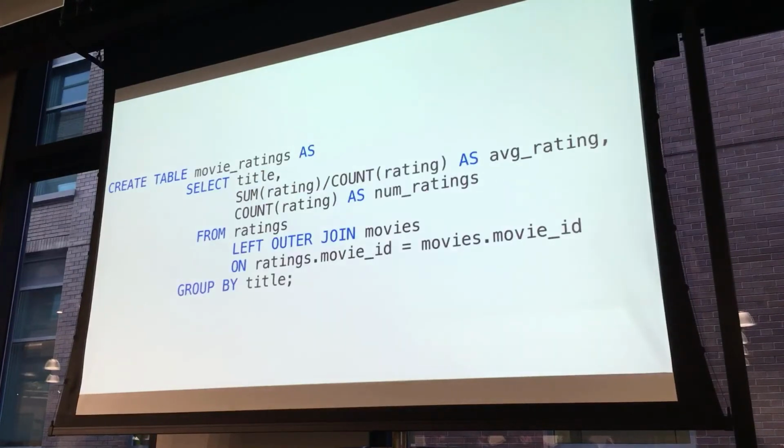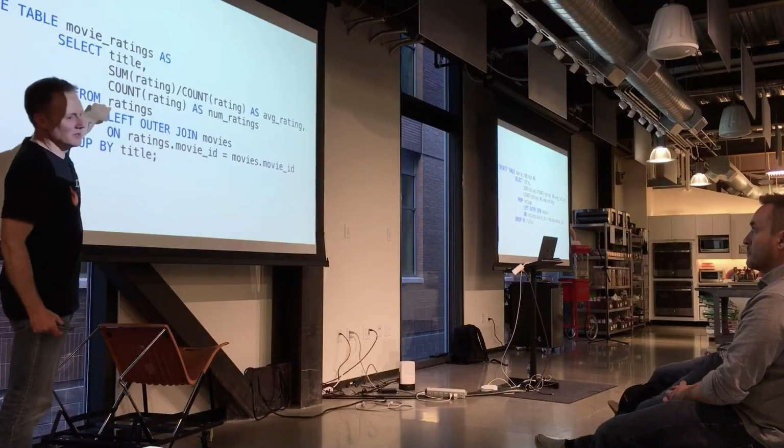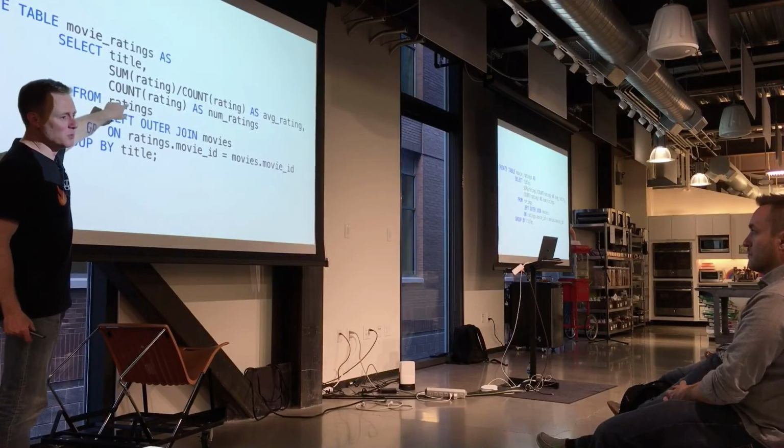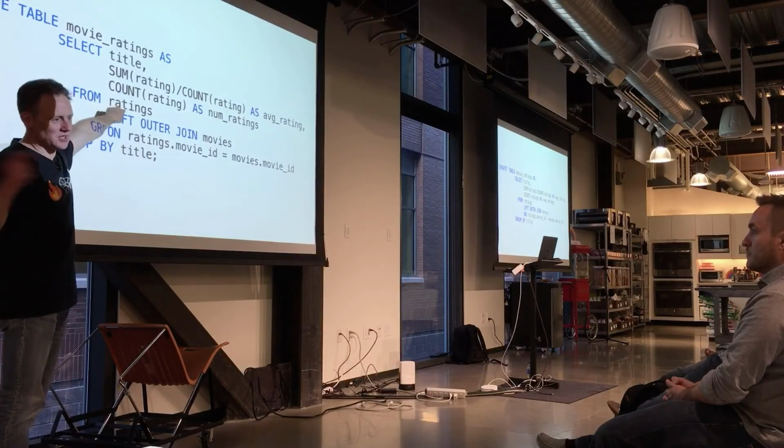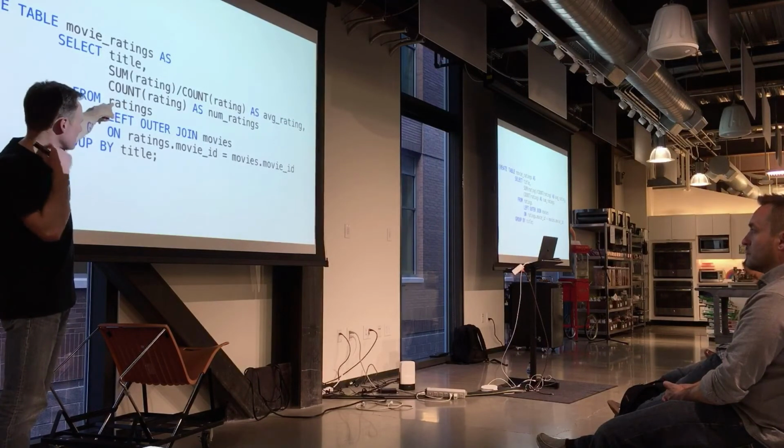KSQL is awesome for stuff like this. It's a SQL-looking stream processing language, and it has the same table and stream abstractions. So this query looks just like SQL. It's selecting from a table. Or rather, a stream of movie ratings. So this is a continuously updating topic with real-time movie ratings getting dumped into it.